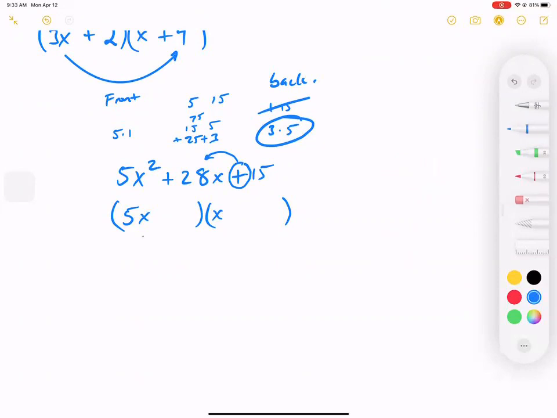So we said 5 times 5, right? Because we wanted the 25. And then if one's 5, the other one has to be 3. This has to be 3. Since this is a plus, it's plus plus.